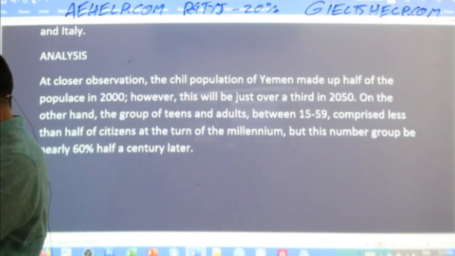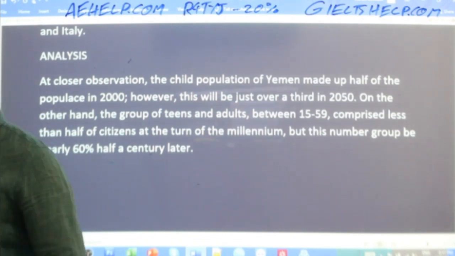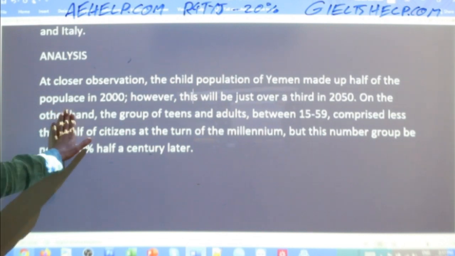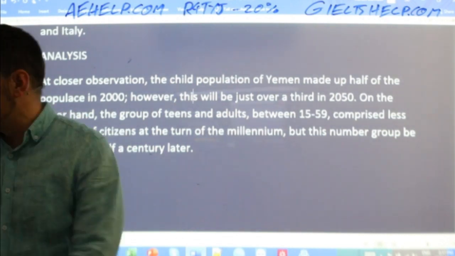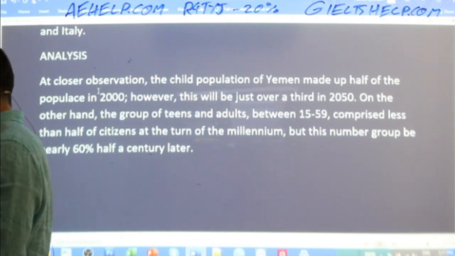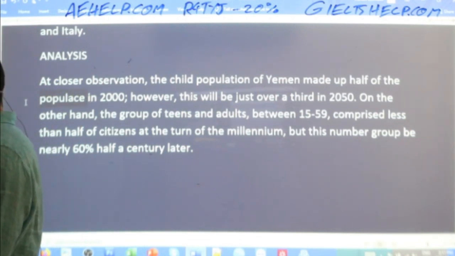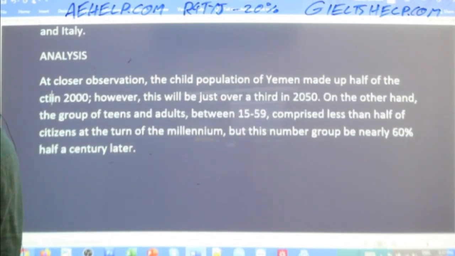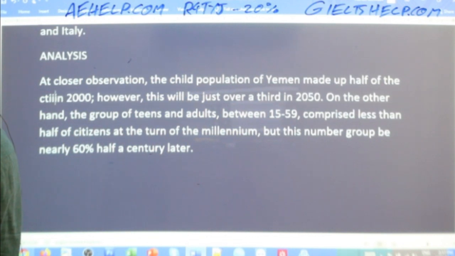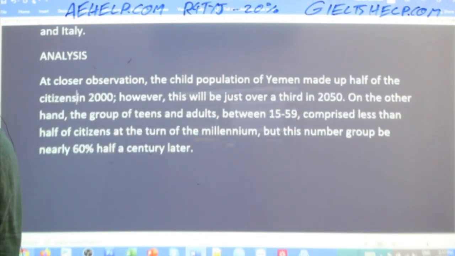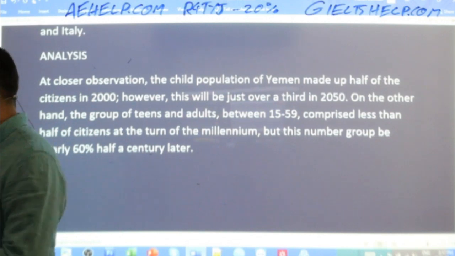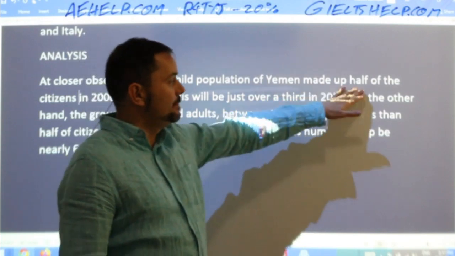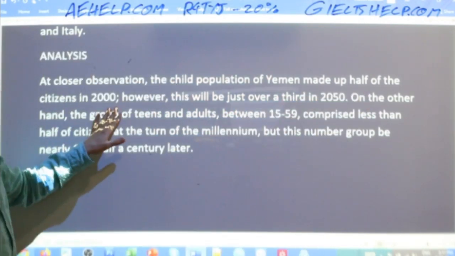The child, that's more accurate. The child population of Yemen made up half of the, I don't like the word population and populace, even though they're different word forms, it's still the same word. So I'm going to use citizens. Okay. You can use people as well. So one more time, at closer observation, the child population of Yemen made up half of the citizens in 2000.